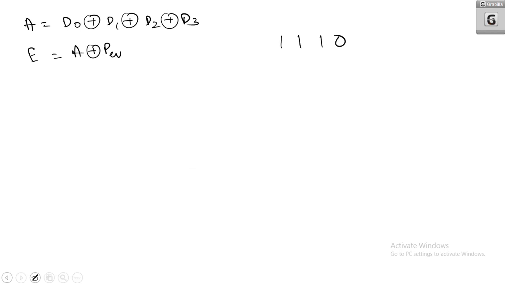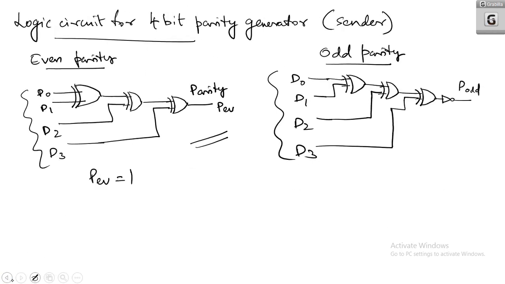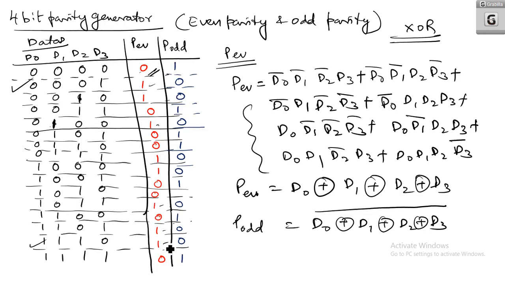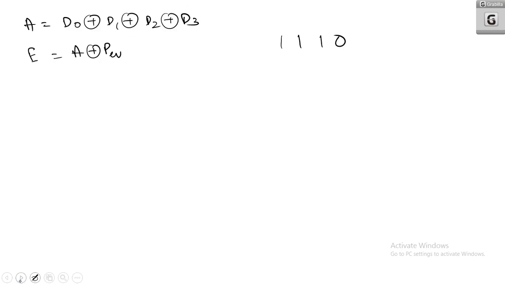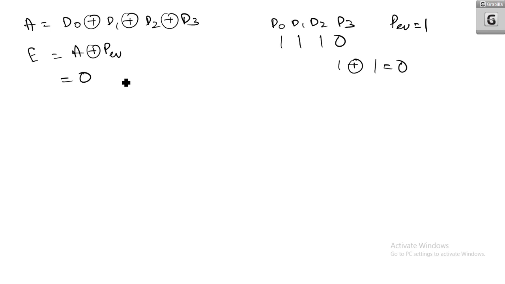If it is 1, 1, 1, 0, what is the parity there? The even parity obtained there is 1. And you have to find the value of error. So this is D0, D1, D2 and D3. What is 1 XOR 1? 1 XOR 1 is 0. 0 XOR 1 is 1. 1 XOR 0 is 1. And that 1 is XORed with 1. What is the answer? 0. That means there is no error.